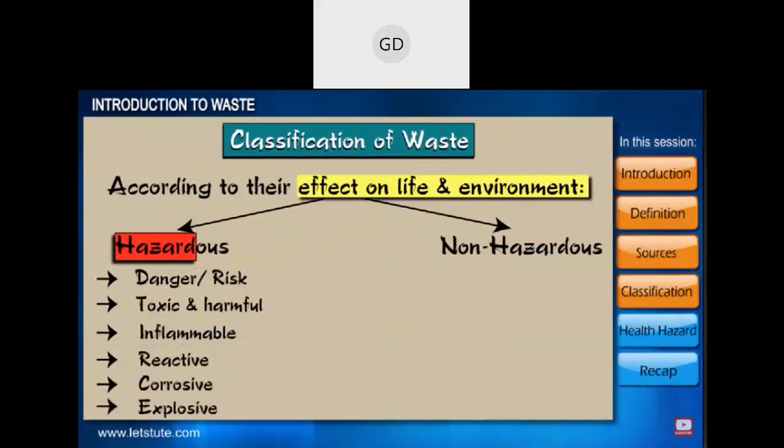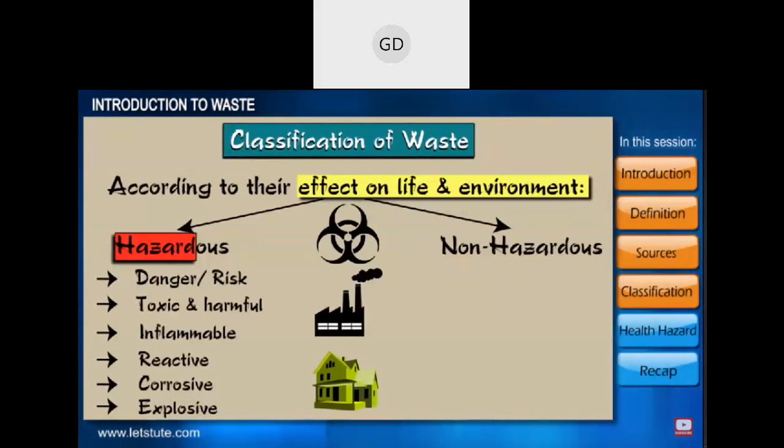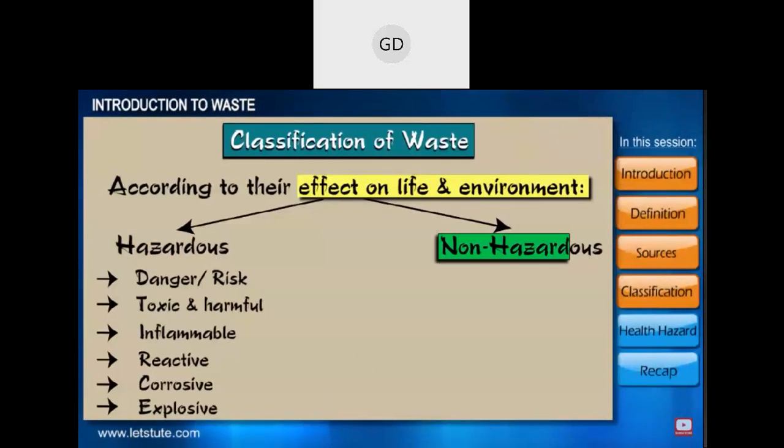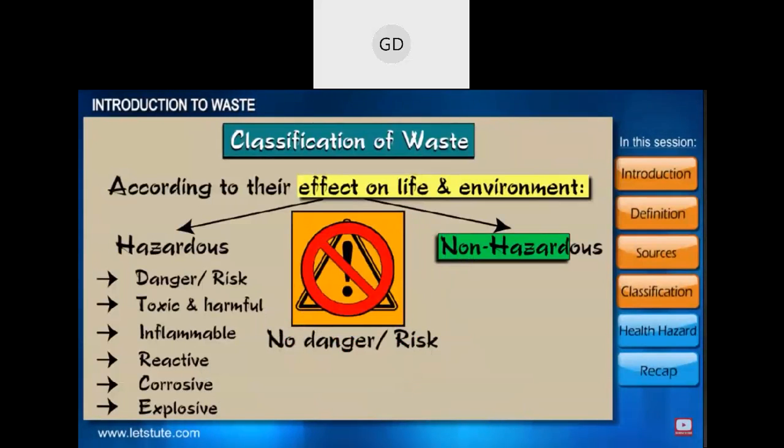These wastes can be from hospital, industrial, or even domestic in origin. Whereas the non-hazardous waste are the ones which does not have any harmful effect on our environment or life on earth.